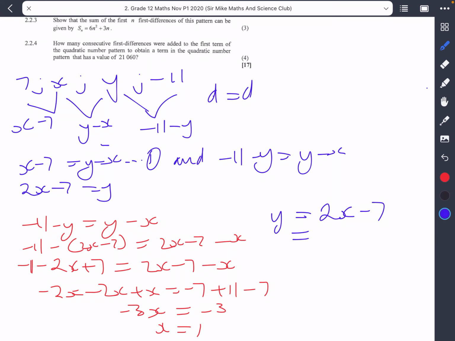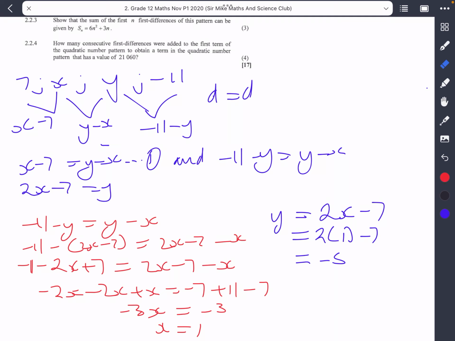So in this case this would be 2 multiplied by 1 minus 7, and of course we know that this would actually give us negative 5. So in this case y would be negative 5 and x would be 1.